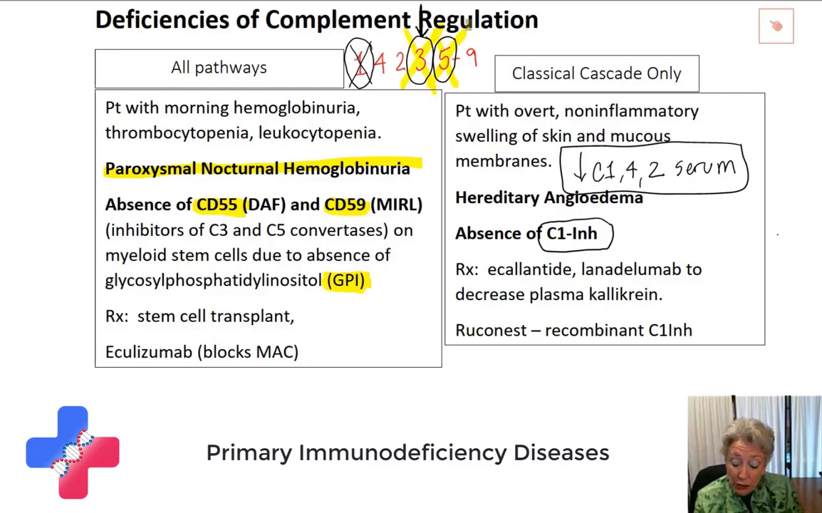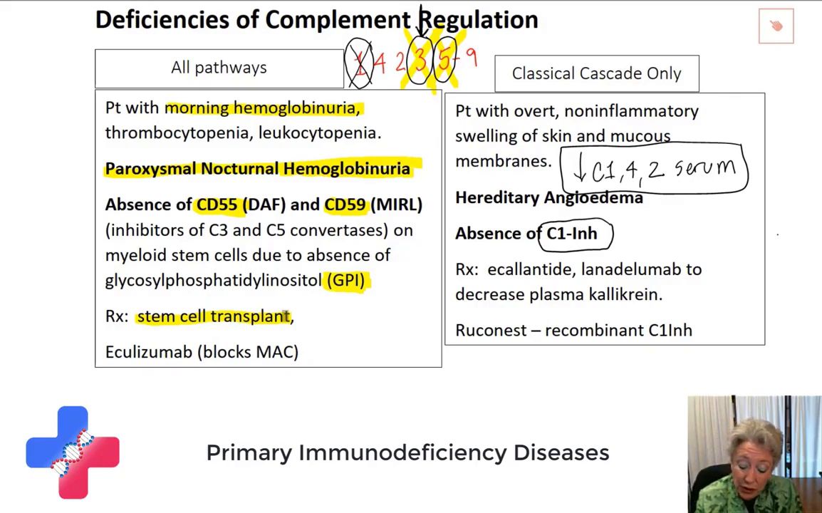And so the cells with no protection will be susceptible to hemolysis, which I typically see in the morning, either due to the fact that I have increased acid in the blood from shallow breathing at night, or because of the fact that the urine is simply more concentrated and therefore the blood is more visible. But it's a patient with morning hemoglobinuria, and it is solved by stem cell transplant or by treatment with eculizumab, which is a monoclonal that blocks the formation of the membrane attack complex.